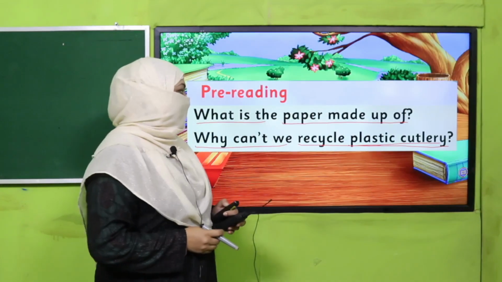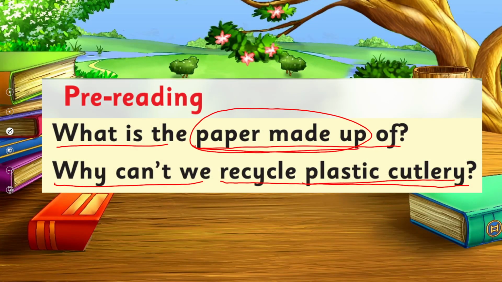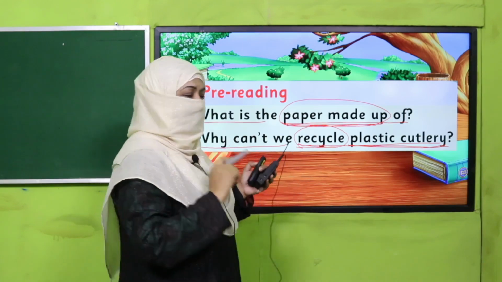Yes, my dear students, I hope you remember paper is made up of wood pulp, right? We read about it yesterday. And recycle means to use again, reuse. Why can we not reuse plastic cutlery? You discussed your own opinion, you just told your teacher. Now let's see what your book says about it.